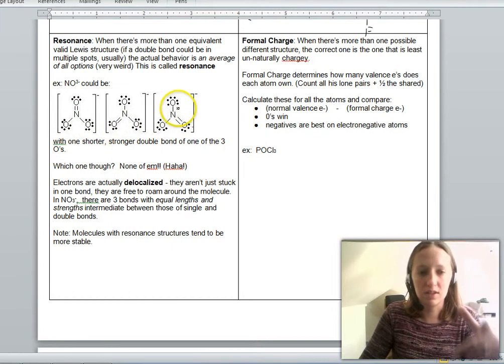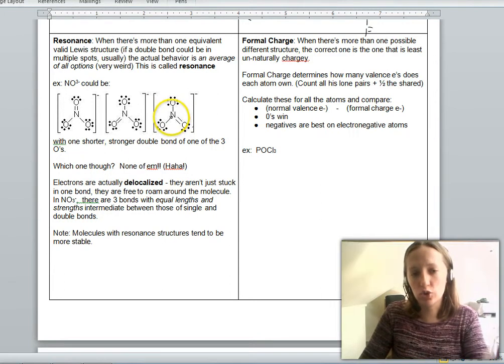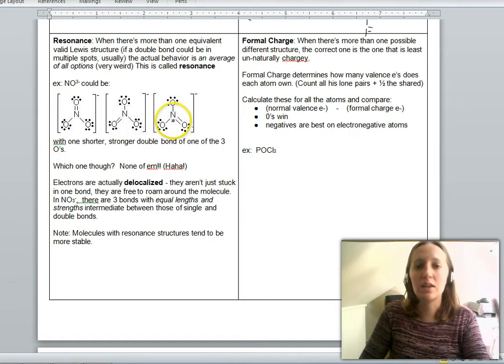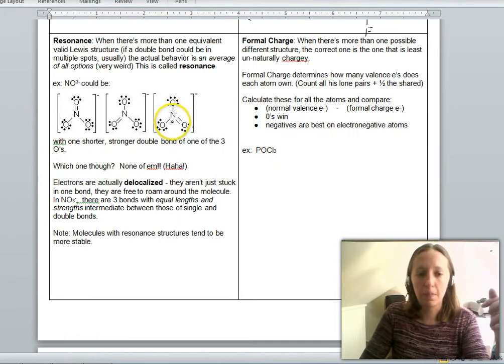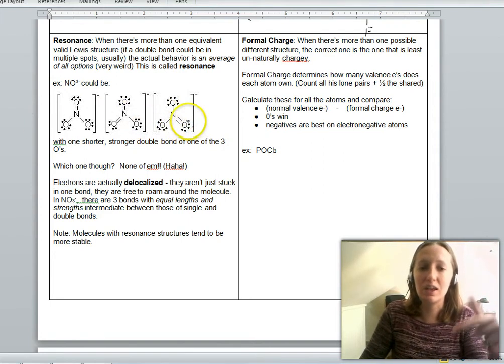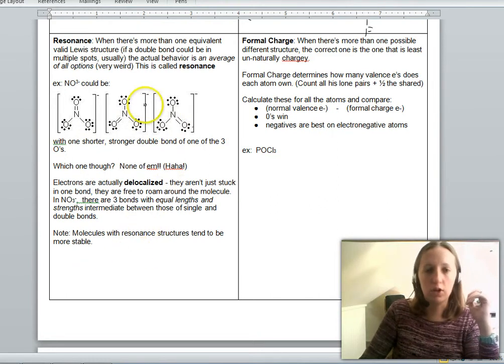So this nitrate ion has a resonance structure with a bond that is shorter than a single bond but longer than a double bond, and with a strength intermediate between the singles and the doubles. And you are going to need to be able to recognize when you have the opportunity for a resonance structure, and that's basically if you could have a double bond in several different places because you've got several different options of the same kind. So there you go. That's resonance.